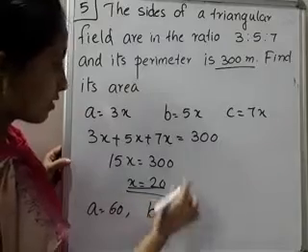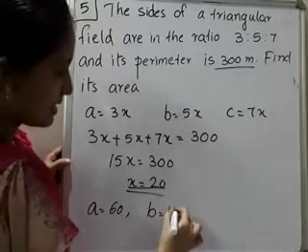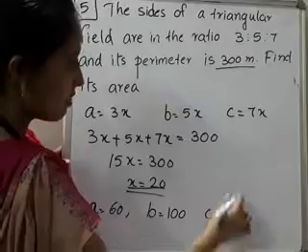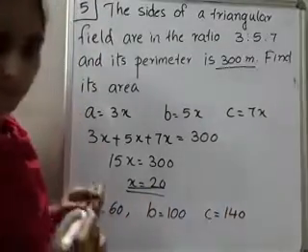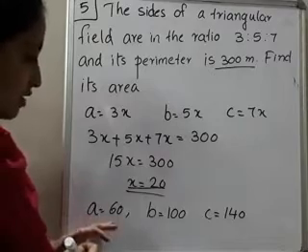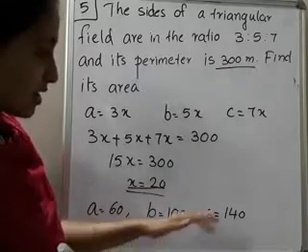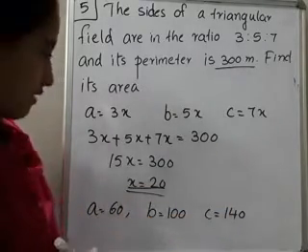And B will be equal to what? 5 into 20. That is 100. And C will be equal to what? 7 into 20. That is 140. So now you got A is equal to 60, B is equal to 100 and C is equal to 140.